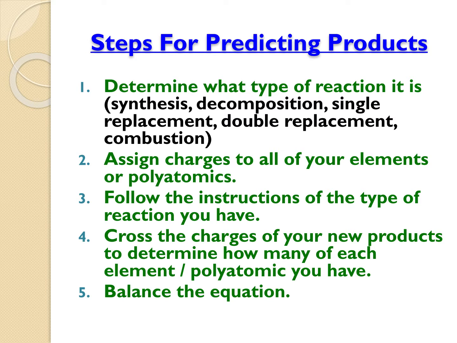Number 4, we're going to cross the charges. We did this a few chapters ago in order to come up with a product. For example, if we have sodium plus oxygen, our product would be Na2O because we cross the charges, and that's how we come up with our product. We'll go through some examples though. But anyway, number 5, balance the equation. We've been doing this. I think you guys are pretty good at this now.